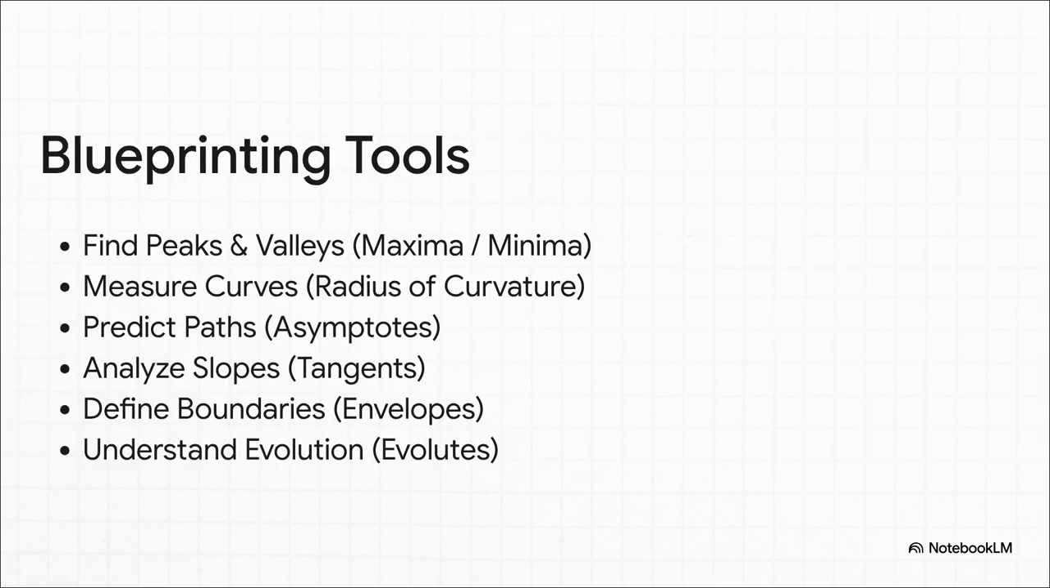And this just shows you how many different gadgets are in the blueprinting kit. You can find the highest and lowest points of a structure, that's maxima and minima. You can measure the sharpness of a curve, which is absolutely essential for those flowing liquid-like buildings. You can even use something called envelopes to figure out the absolute boundary a moving part of a design, like a retractable roof, will ever reach. Each one is a specific tool for getting the design just right.